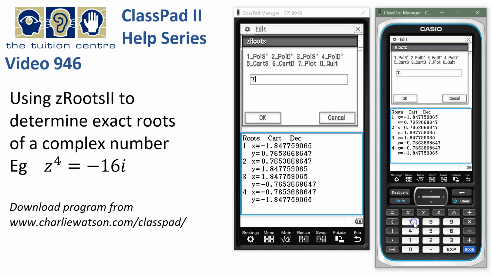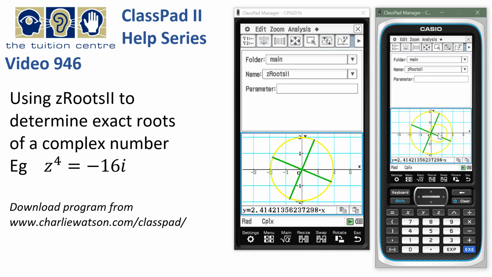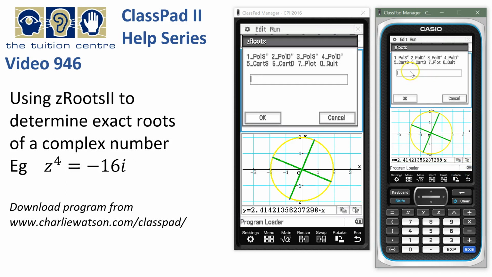Number 7 is plot, so let's have a look at the roots. Here they are, evenly spaced around a circle of radius 2 at the 4 angles that we know. Now to get back to the main menu, you can see the little green lights lit up down here. So we tap that fella, we're back to the menu.